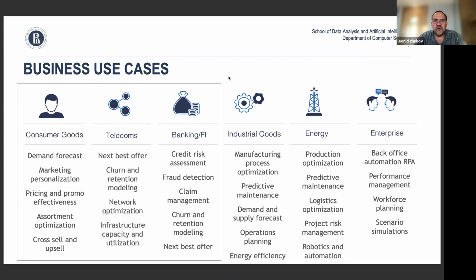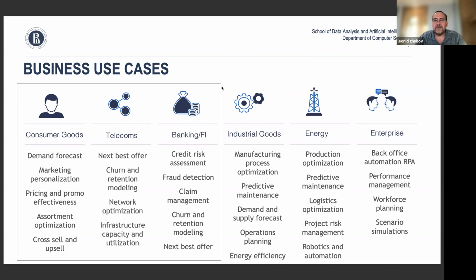But then there is also, of course, demand and supply forecast. But in this case, it's the supply chains for the factories, the planning of operations, scheduling of operations, insanely important. Energy efficiency, already mentioned. By the way, now with this whole crisis thing, the industrial goods thing becomes extremely important, because all the supply chains are really broken these days.